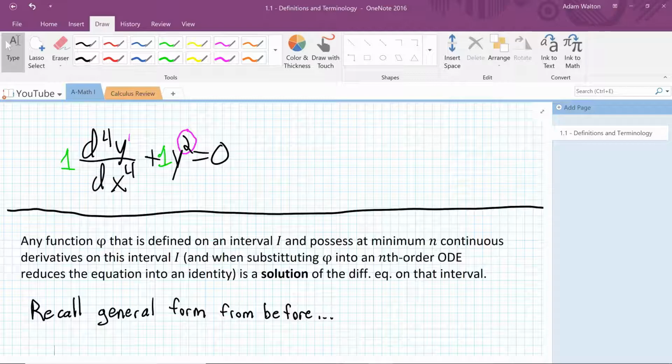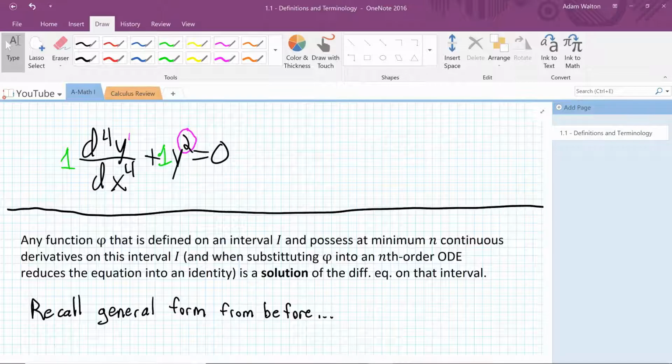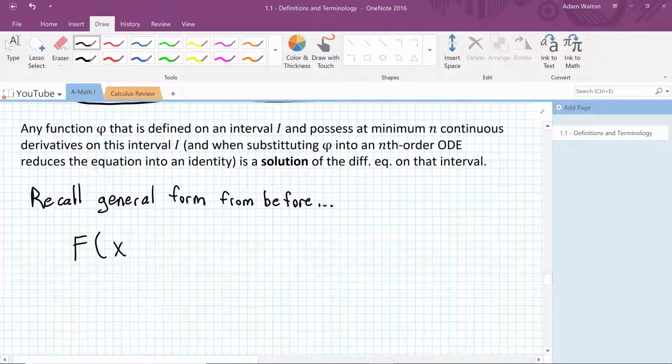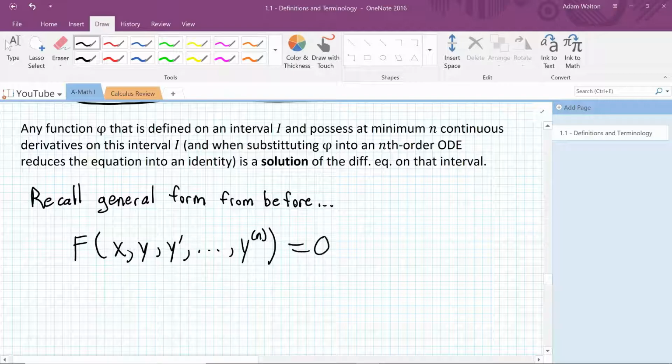So that's a lot, to say the least. And of course, it's hard to just read a bunch of words and understand exactly what that means. So let's break this down a little bit. So from before, let's recall the general form of an nth order differential equation, right? Expressed in one dependent variable. That's f of x, y, y prime, all the way up to that nth order, right? Our nth derivative of y is equal to 0.